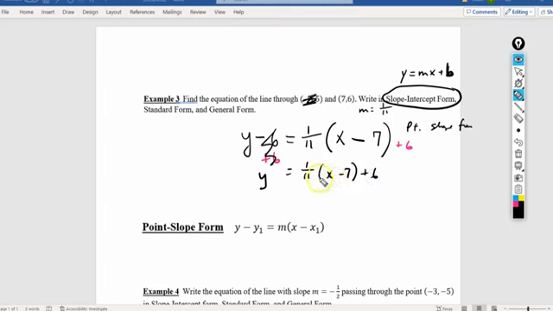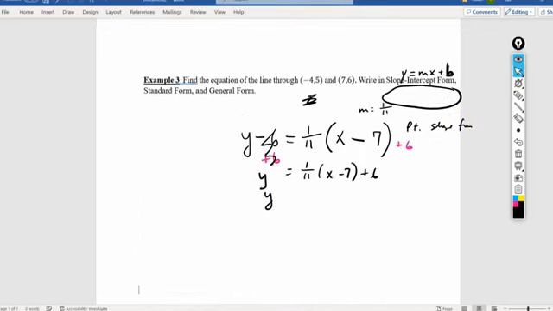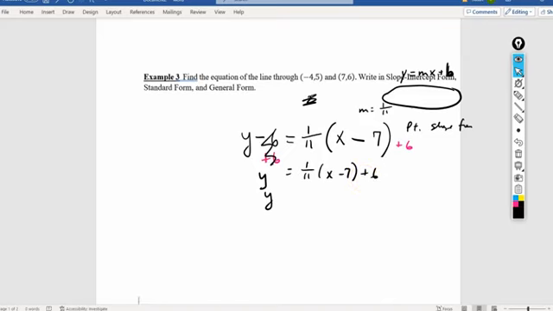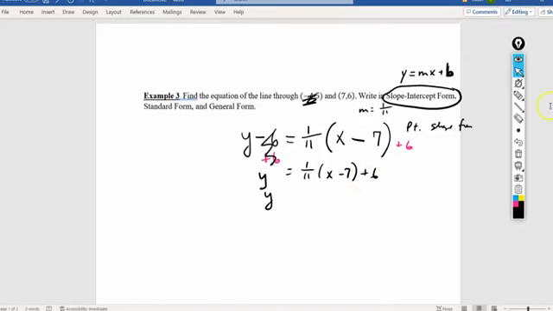Then let's distribute that 1/11 through the parentheses, and I'm just going to make some more room now. Okay. So this is going to be 1/11 times x minus 1/11 times 7, or negative 7, is going to be negative 7/11. And then we've got the plus 6. And now I just need to write that as a number. And I'm going to get my calculator to do that.